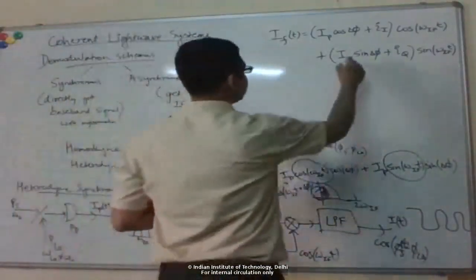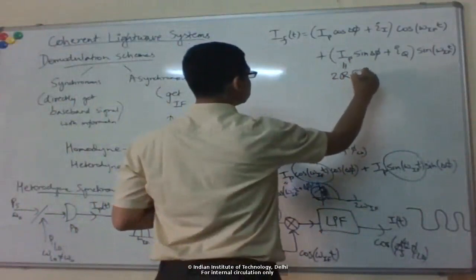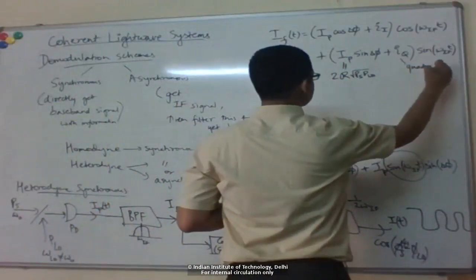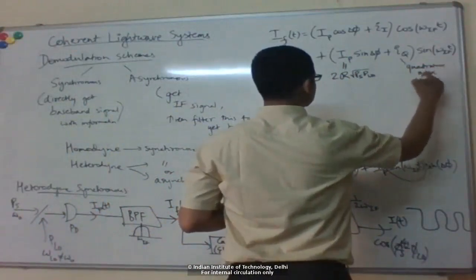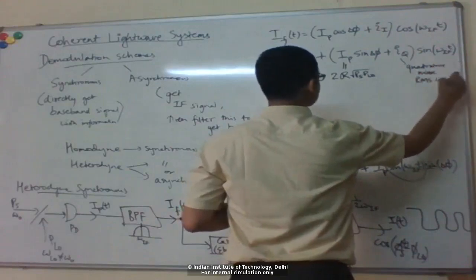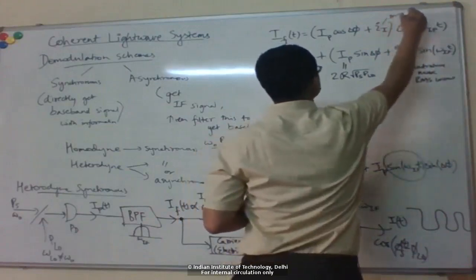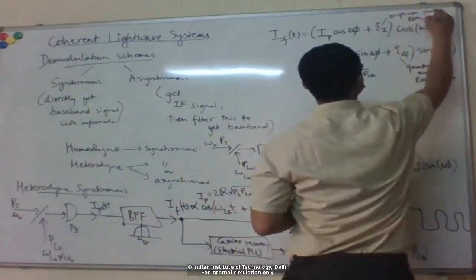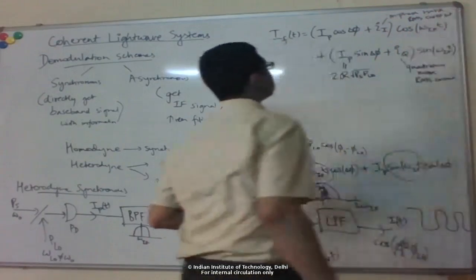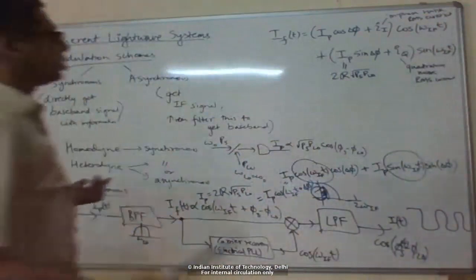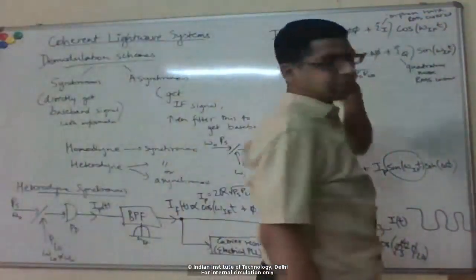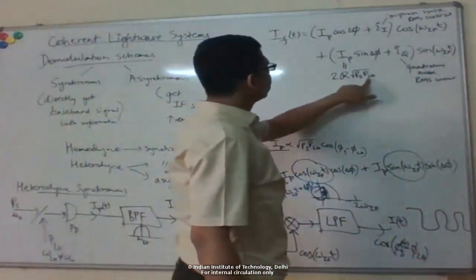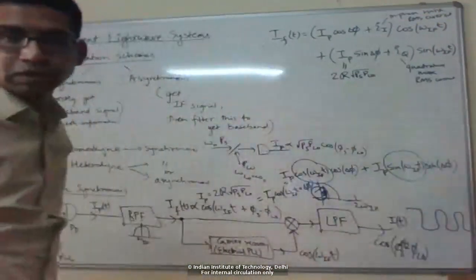So again, this I_P is basically proportional to the signal, and this is the noise current, the in-phase noise. Each of these could be composed of shot noise and thermal noise. But if our local oscillator power is typically large enough, then they will primarily be determined by shot noise.